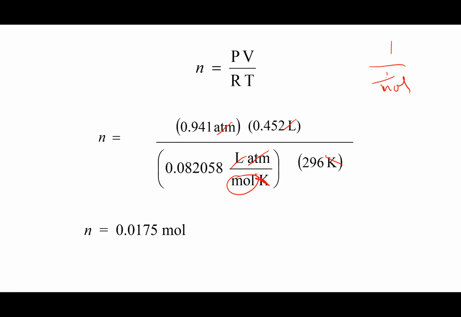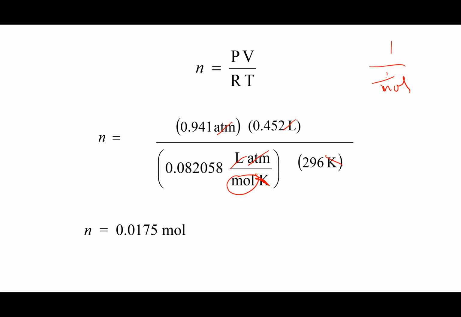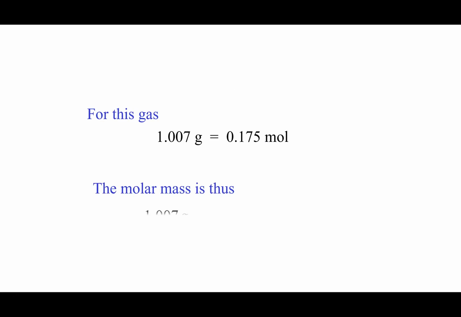So then to get to the molar mass, it's grams divided by moles. So I'm going to go back to this number, and I'm going to divide it by that number. Okay, so for this particular gas, in that box, 1.007 grams is equal to the 0.175 moles. Oh, wait a minute. Typo. 1.007 grams is equal to 0.0175 moles. My bad.